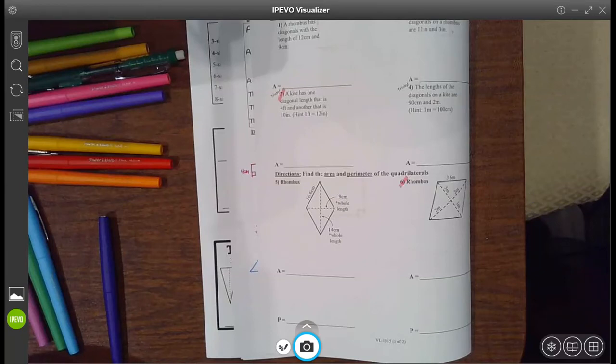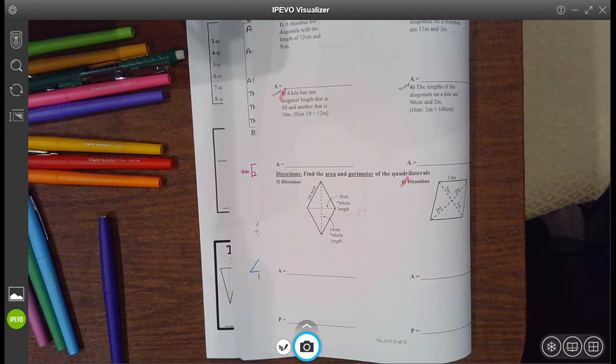Hello, my little mathematicians. Today I'm going to help you get started on your area and perimeter of rhombuses and kites homework assignment. Okay, VL-1315. So I'm going to help you with numbers 3, 6, and 9. And if you can do those, then you can probably do the rest of them.